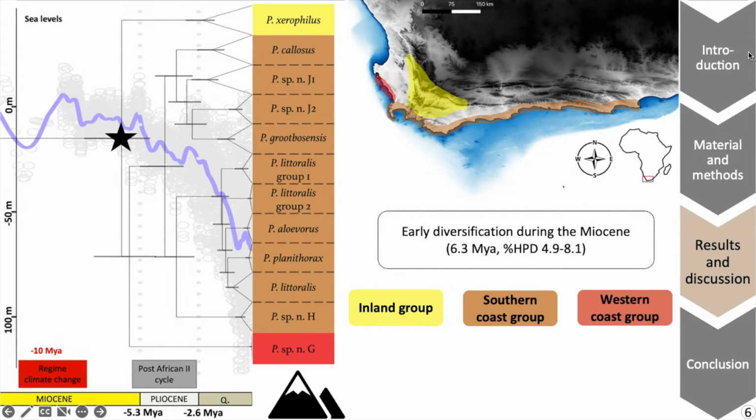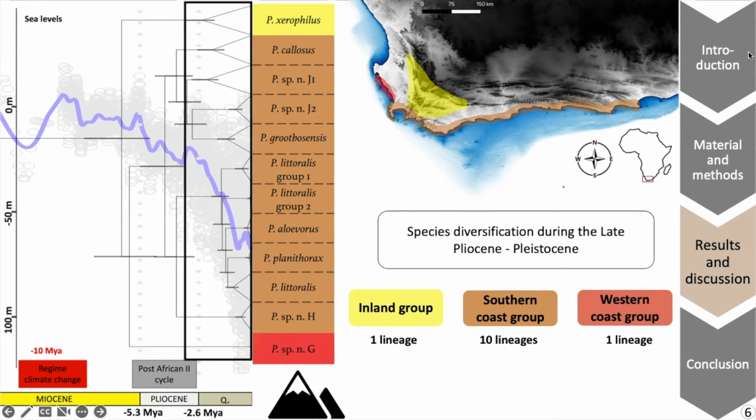regions. We postulate that the progressive aridification during the late Cenozoic strongly constrained the diversification of the genus by trapping populations in the most humid habitats of the Cape Floristic region, which are the coastlines and the inland valleys. Most of the diversification of Phlyctinus species occurred during the late Pliocene and the Pleistocene, highlighting contrasted diversity between inland and western coast groups with only 1 lineage compared to the southern coast group with 10 lineages.